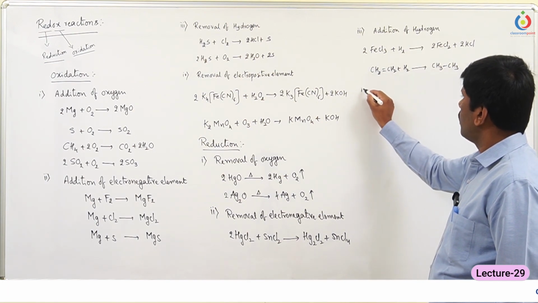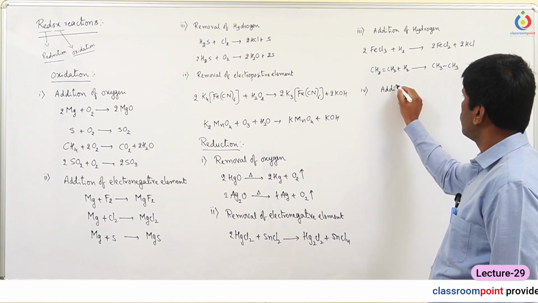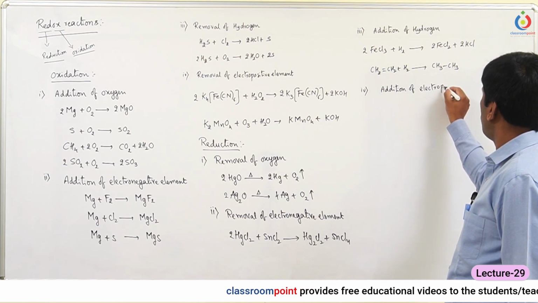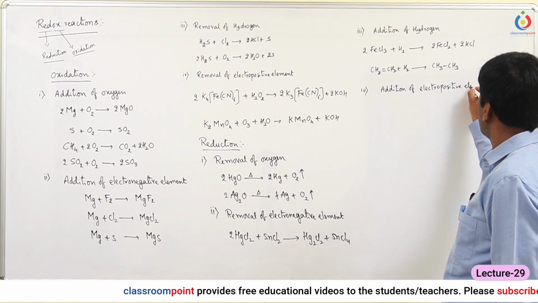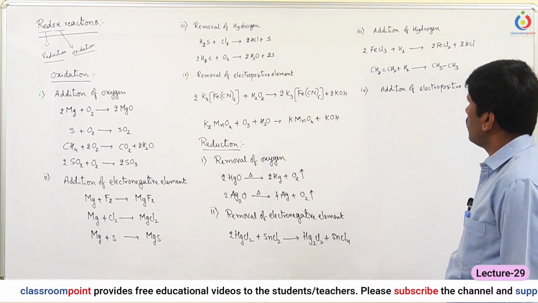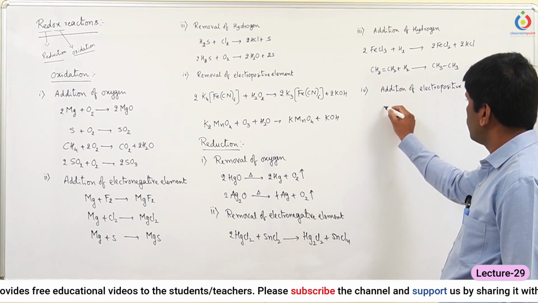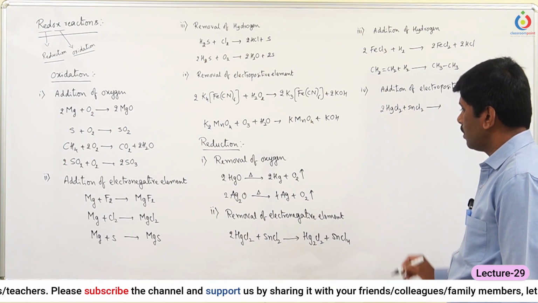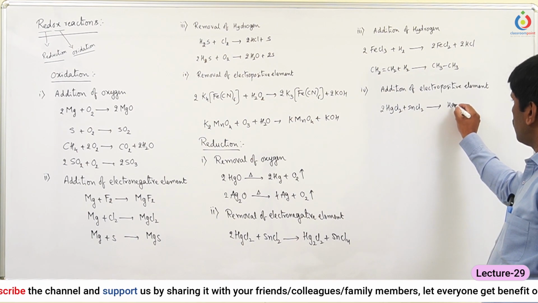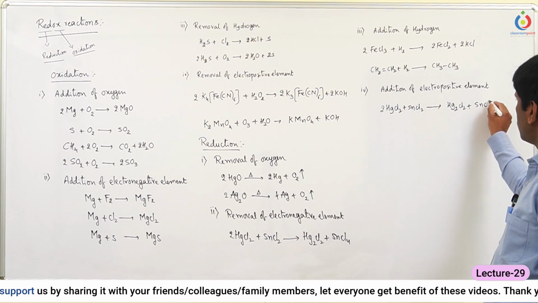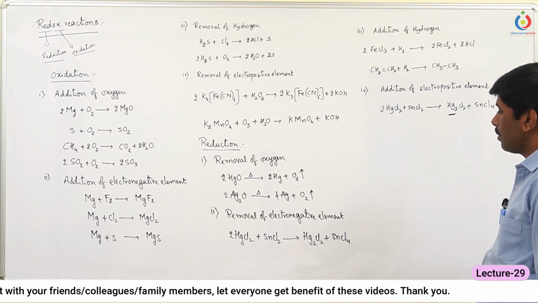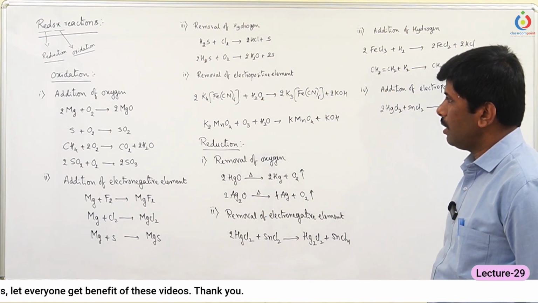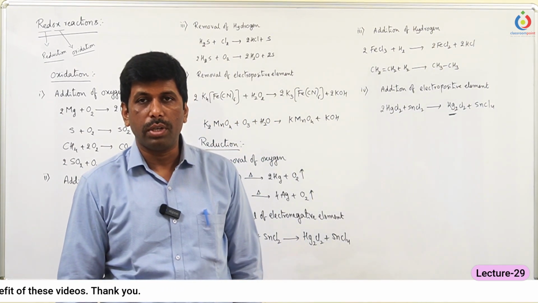Addition of hydrogen. Now, addition of an electropositive element is known as reduction. We can take the same reaction here, which is an example of both of these processes. It gives Hg2Cl2 plus SnCl4. One electropositive element, the mercuric ion, is added. At the same time, in the same reaction, the electronegative element is also removed.